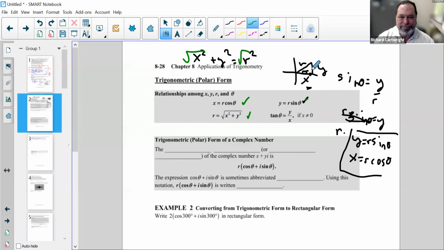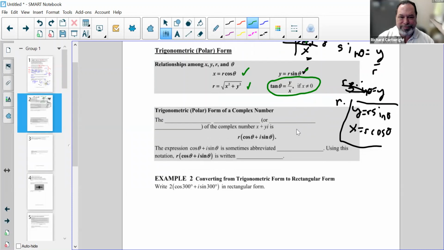But what about the angle theta that is in here? What do I know about angle theta? Well, using the same angle, the tangent of theta has to be opposite over adjacent, y over x, as long as x isn't 0. So there's that formula. We have a lot of power in our hands to manipulate our vectors. All right, now how is this related to the trigonometric or polar form?